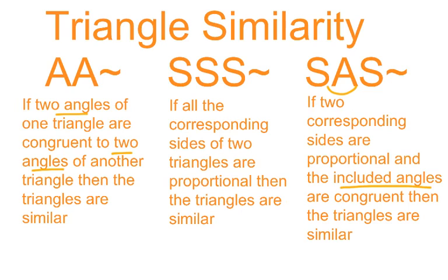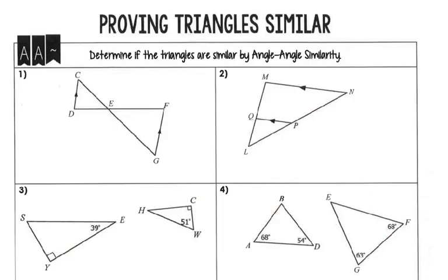So what we're going to do is look at a few examples and determine if the two triangles are similar. All right, here are the first set of examples. In number 1, we are given two triangles that are created by two lines intersecting, two segments, DF and CG.